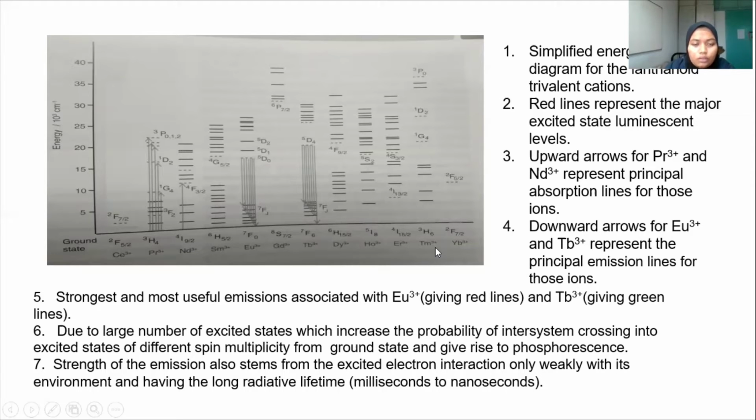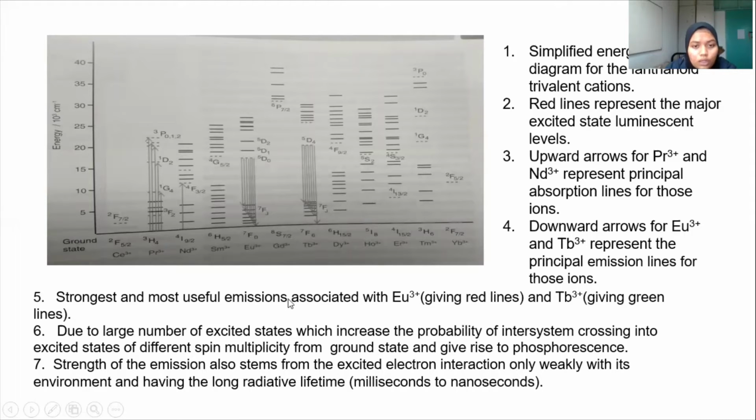So Eu3+ and Tb3+ have the strongest and most useful emission, where Eu3+ will give the red lines and Tb3+ will give the green lines. As I mentioned earlier, the red line represents the major excited state luminescence level. So actually the red line stands for Eu3+. The red line is stated in this region, so it will have the strongest and most useful emission.